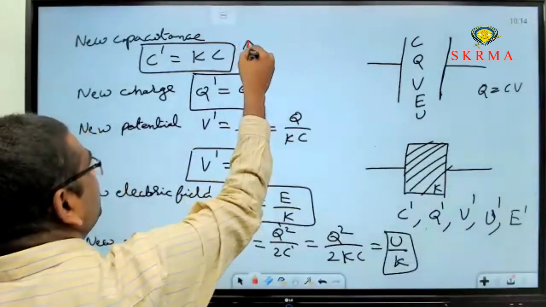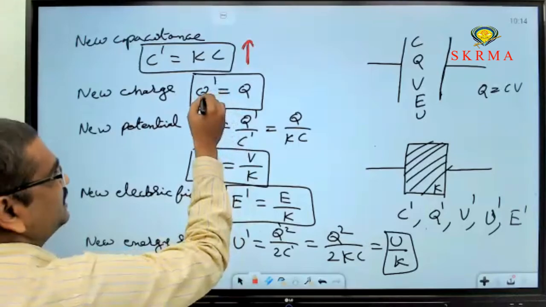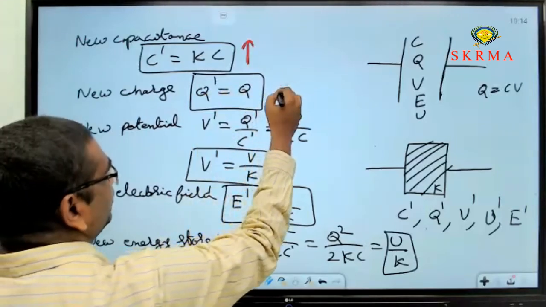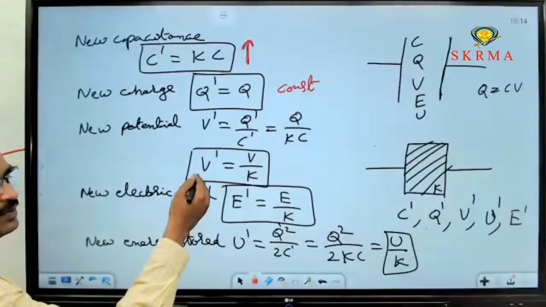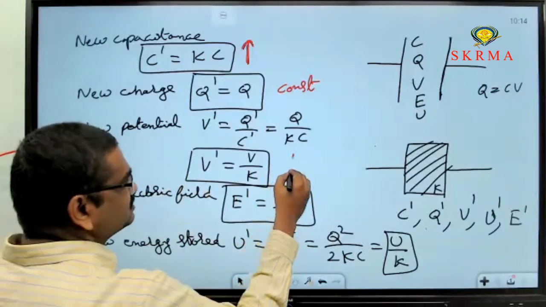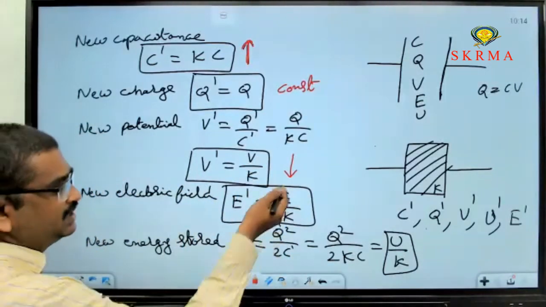Capacitance is going to increase here. New capacitance increases. What about charge? Q dash equal to Q we got. So charge is constant in this process. Next, what about potential? Potential is going to decrease. V by K is there, na? So potential is going to decrease.